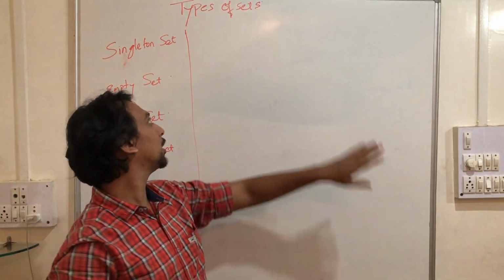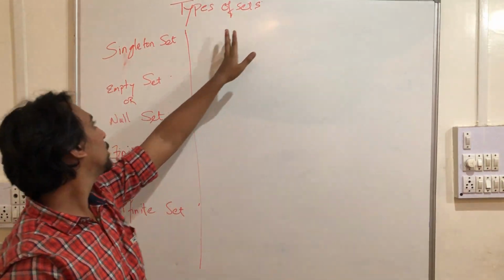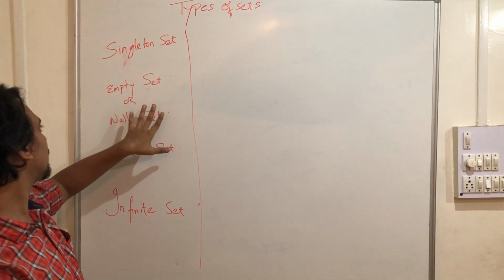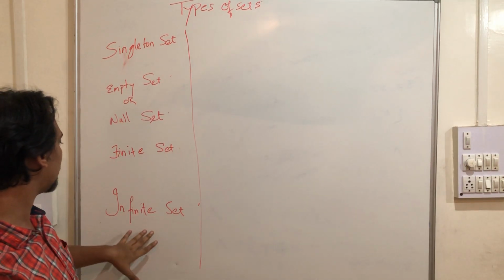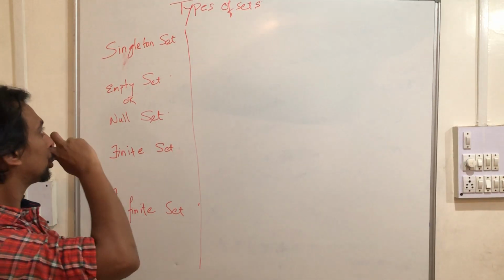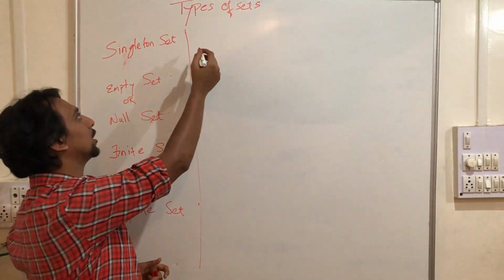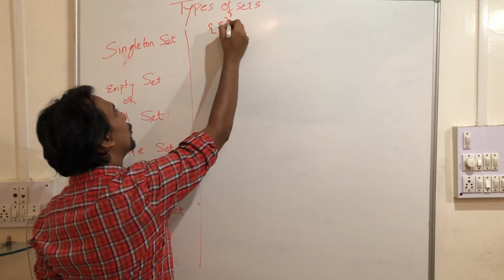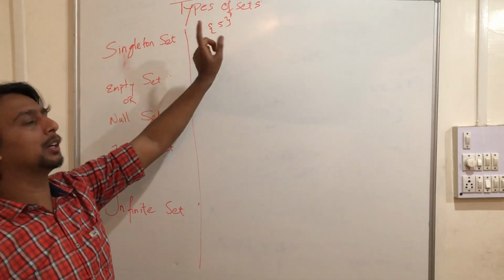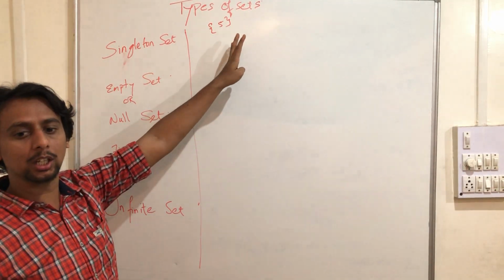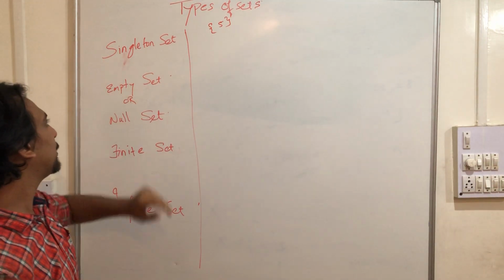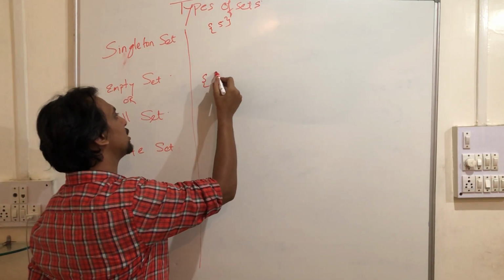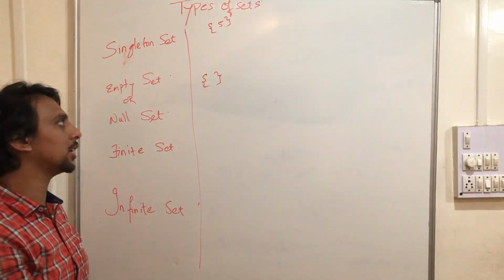Friends, today we will be learning types of sets. First is singleton set, empty set or null set, finite set and infinite set. So what do you mean by a singleton set? A set which is having only one element in it, that is known as a singleton set. Okay? Empty set. So empty set, which has nothing in it, that is known as an empty set.